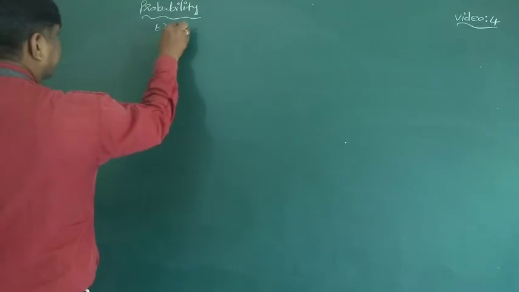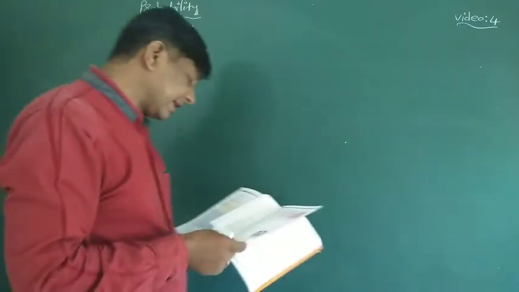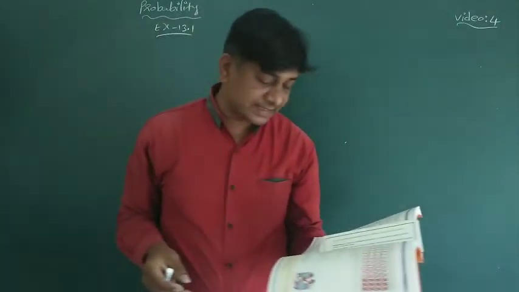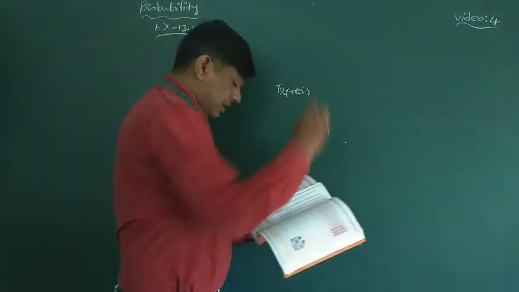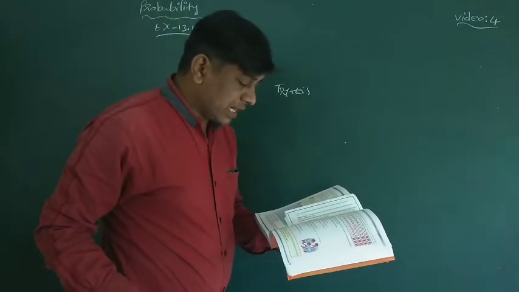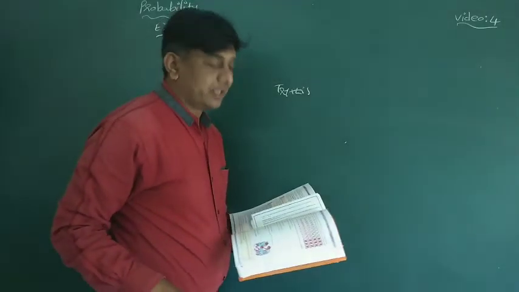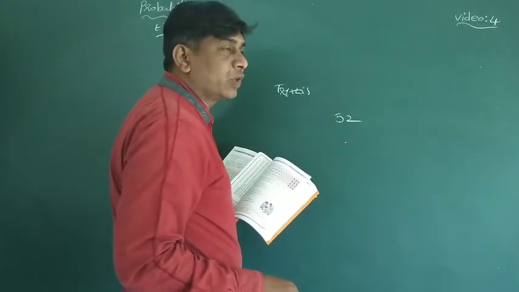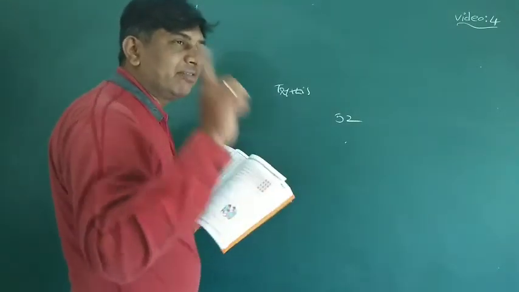Now, exercise 13.1. Before the exercise, there are try-these problems. You have a single deck of well shuffled cards. Try these questions. What is the probability that the card drawn will be a queen? In a deck of cards, 52 cards will be. In that 52 cards, 13, 13, 13, in each 13, one queen will be.